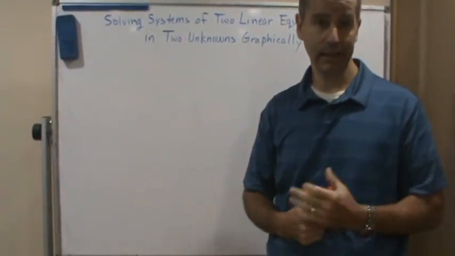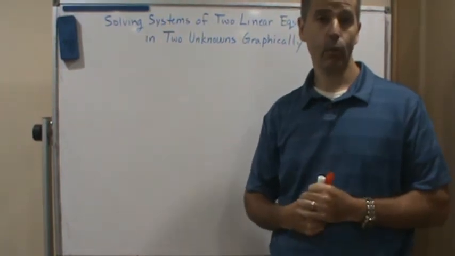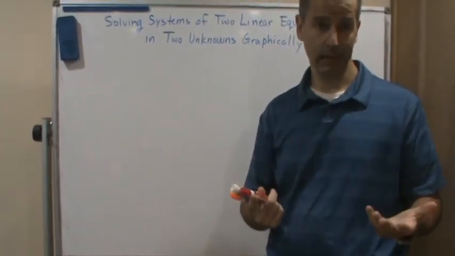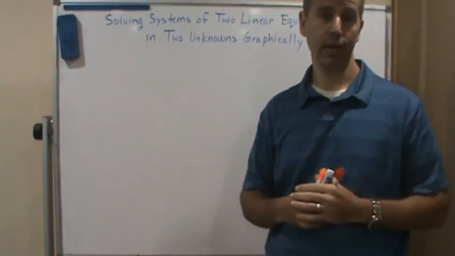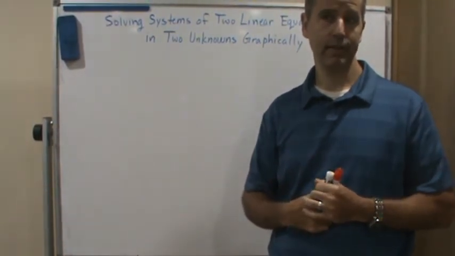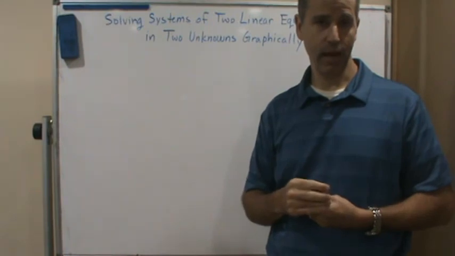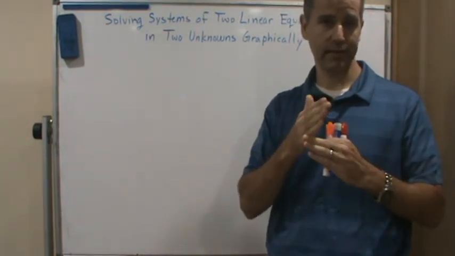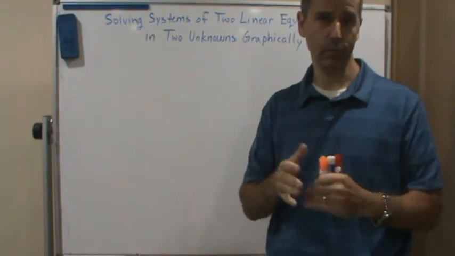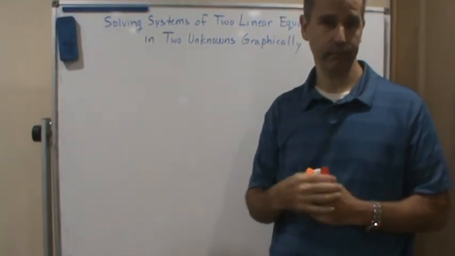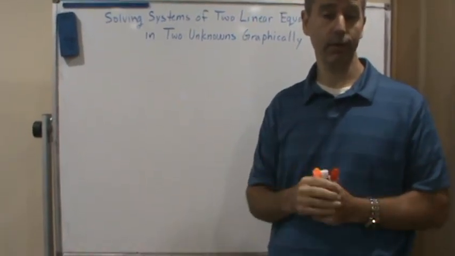Now, in some cases, that will involve approximating the point of intersection. Okay, so that's, if you want to call it, a downside of using graphs, because a lot of times you're going to have to estimate, because it's not going to be a nice whole number where they intersect. Okay, but that's where we're going to start.